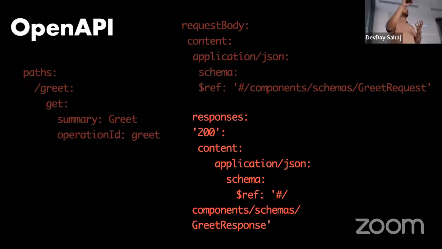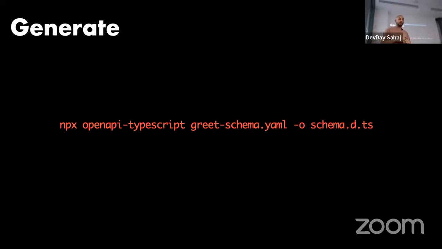So the idea is you have your code for serving your REST API. Then you write this OpenAPI specification, and then you use a tool called OpenAPI TypeScript to parse the YAML and generate types out of the schema, a TypeScript type file.